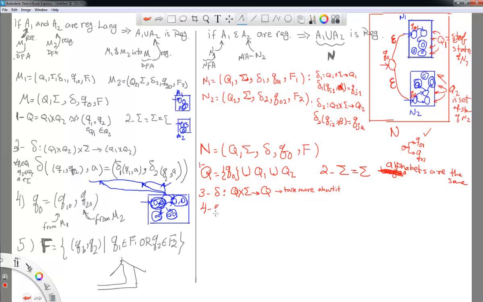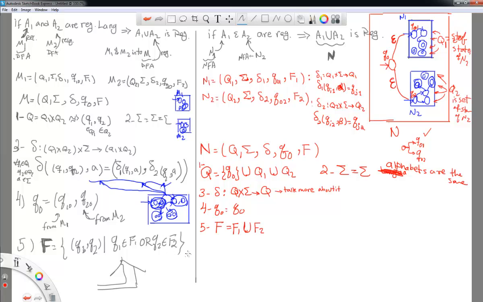Now the start state of my machine is going to be q sub 0, and the accept states of my machine are going to be the union of the accept states of both of those machines. So F is going to be F sub 1 union F sub 2. So when my string is finished, if I'm in any accept state, either from N sub 1 or N sub 2, my overall machine will accept. So that way it computes and accepts the union of the two languages.